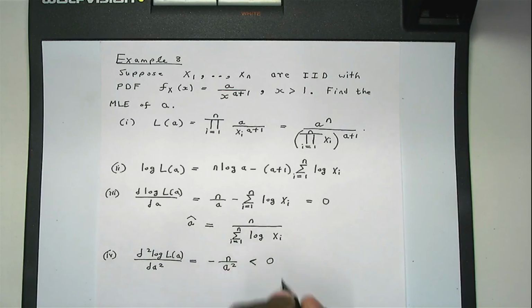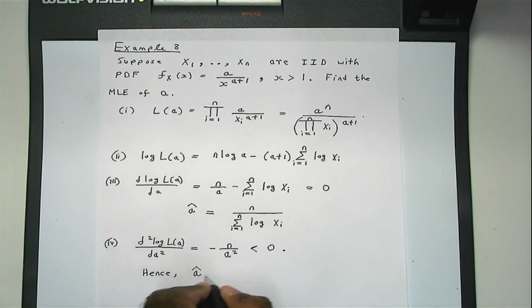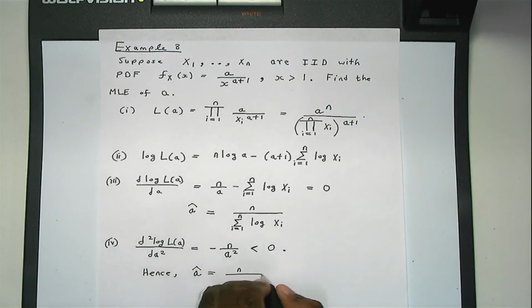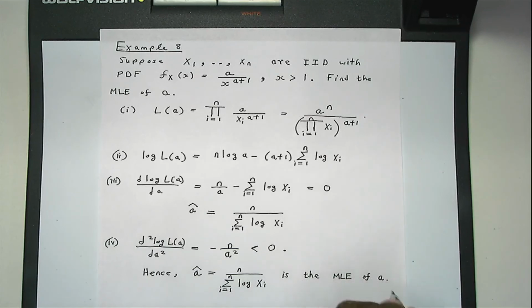Right? So the conclusion is that this is the MLE of A. Okay, so that completes example 8. Now, next example is example 9.